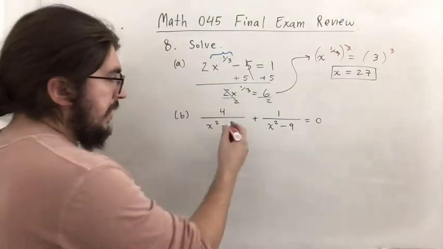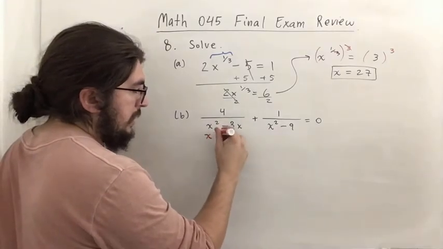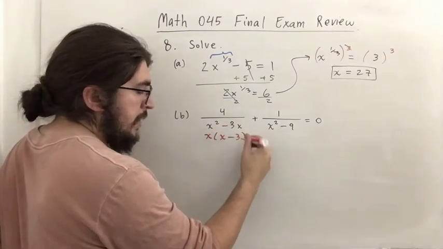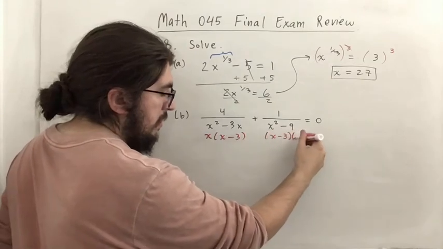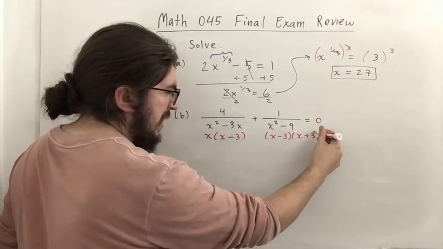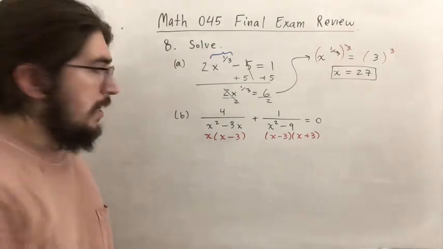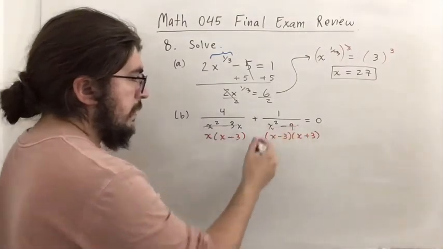So how do these factor? Well, here we can pull an x out. We get x times x minus 3. And here, this is the difference in squares, which of course factors as x minus 3 times x plus 3. We actually saw that, I think, exactly earlier in the review, didn't we?